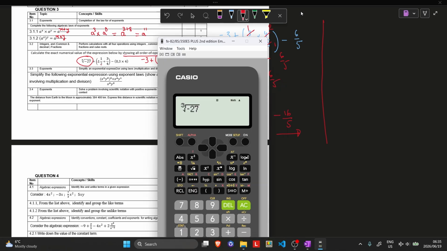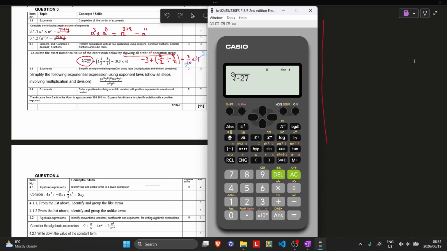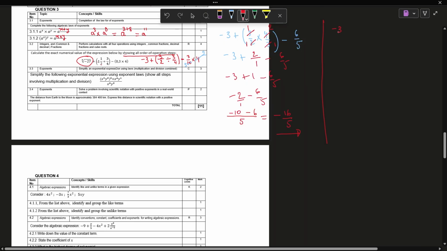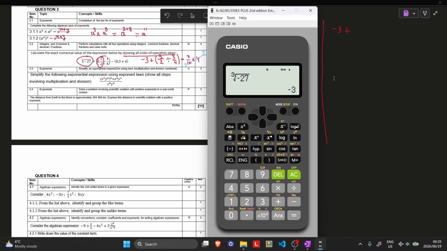So cube root. I'm going to write my answer here. So I say equal negative 3. So this was the first order of operation. Negative 3. And now you say plus. And then you will want to deal with the bracket inside. But I'm sure here you would like to convert this, right? I think you would like to change these fractions. Let's see if we can do that here.